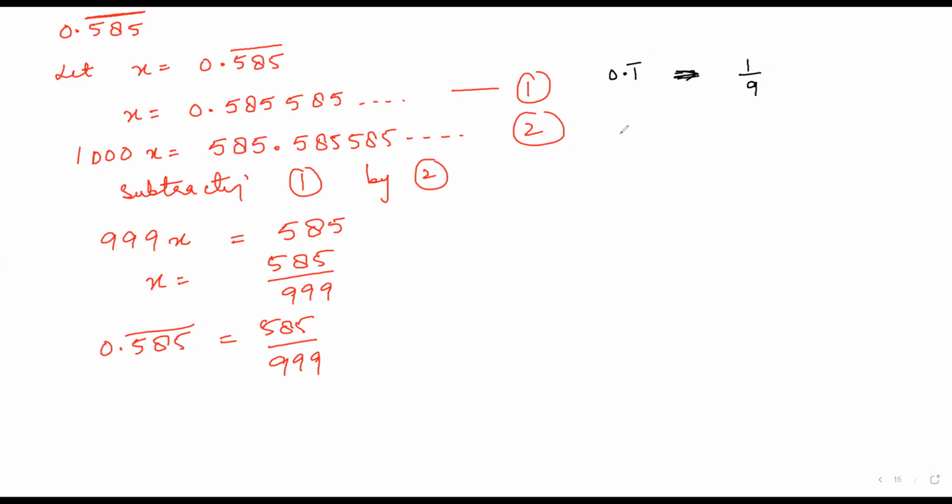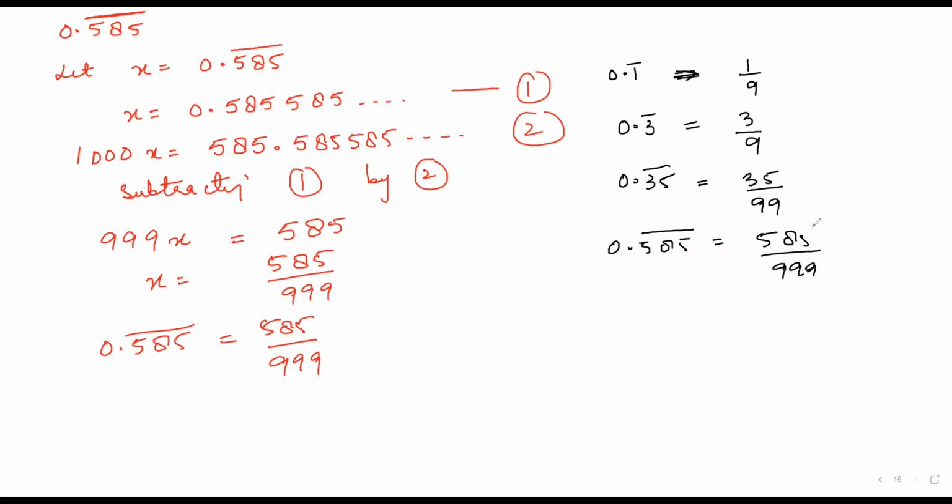The second example I took was 0.3 bar. So I was getting 3 by 9 as the answer if you have written in your copy, right? Then I did 0.35 bar and I got 35 by 99 as the answer. And then here I have done 0.585 bar. So I got 585 divided by 999. So can you see a pattern here, all of you?